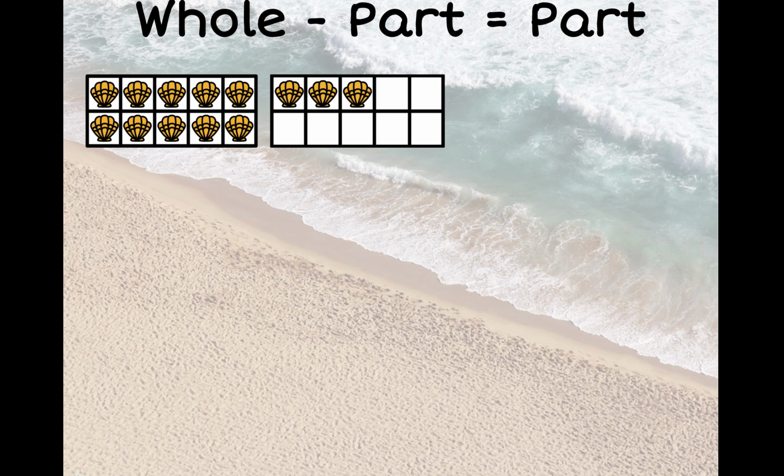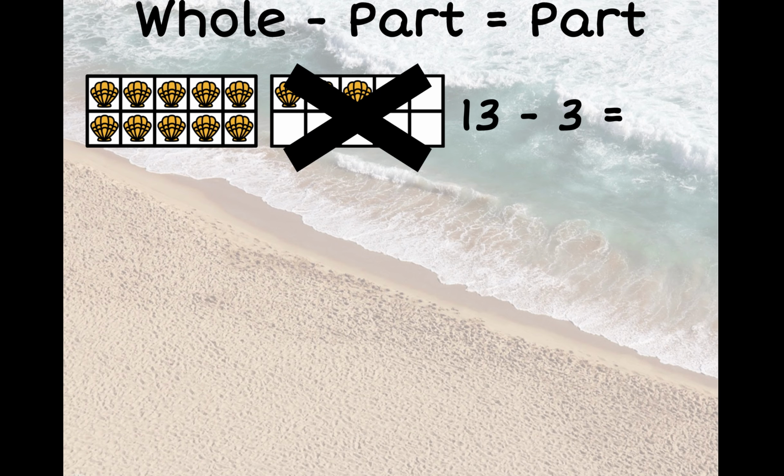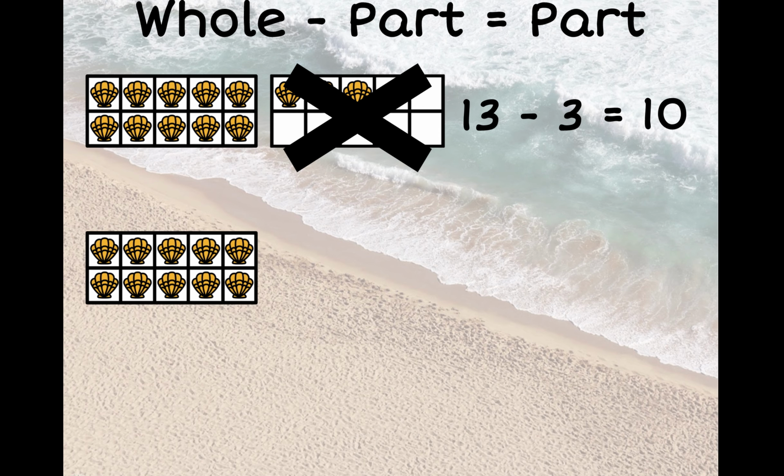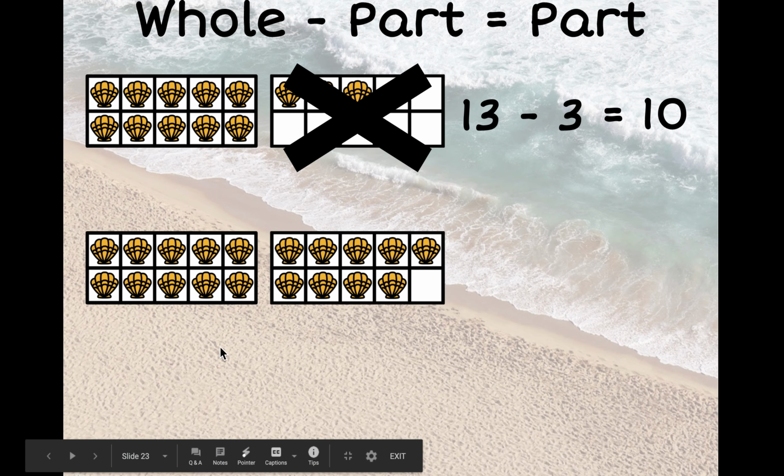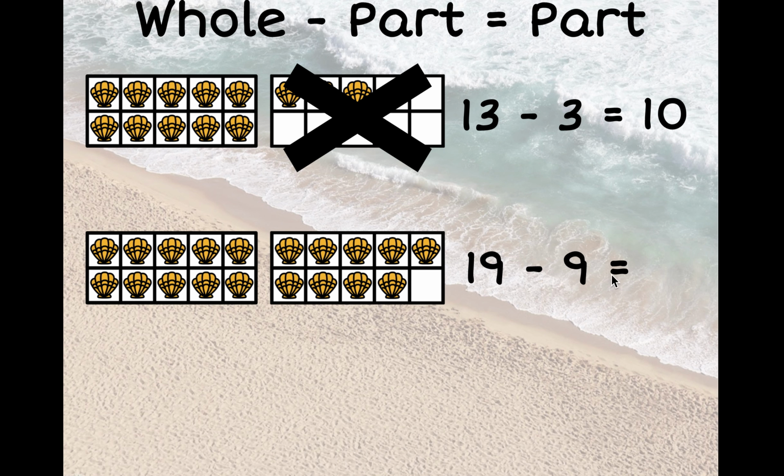So let's look at that number. There's 13 again, right? So we have an equation that says 13 minus 3. Wait a minute. What if I just cross out that 3? Because that's what you do when you show subtraction, you cross it out. I'm crossing out those 3. What's left? Just one 10 frame, 10, okay? Let's see if that works again. What number is this one? 19.